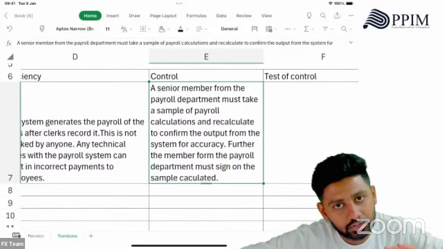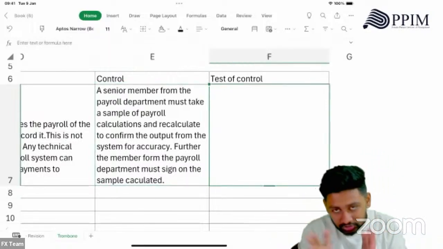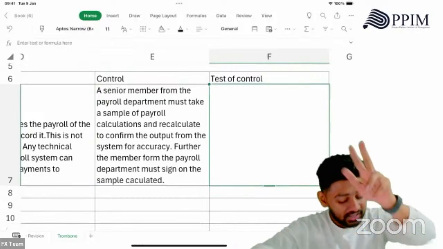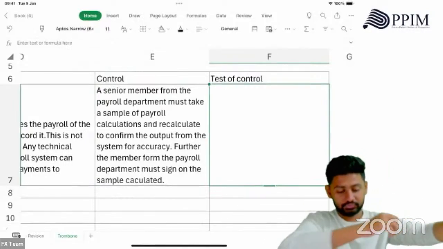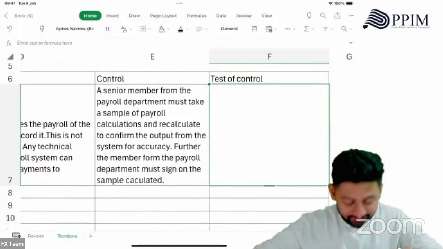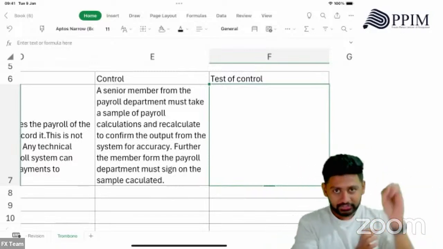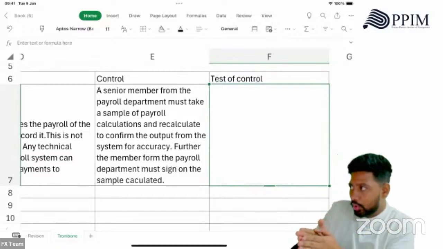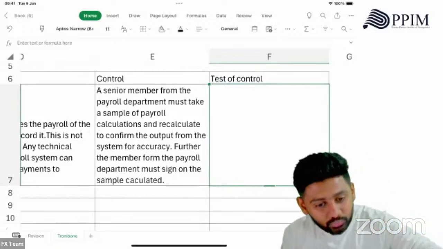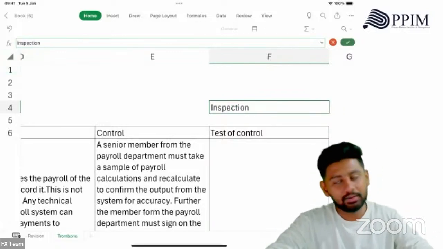Now, test of control is you, Vairana. You are the audit senior. You are coming to check if this control which is being implemented is happening or not. Now, what are you going to do? How are you going to confirm? Now, you know this sample of the calculation done by the payroll managers, they know. You are going to go and take the sample and check a signature is placed or not. In other words, what are you trying to do?